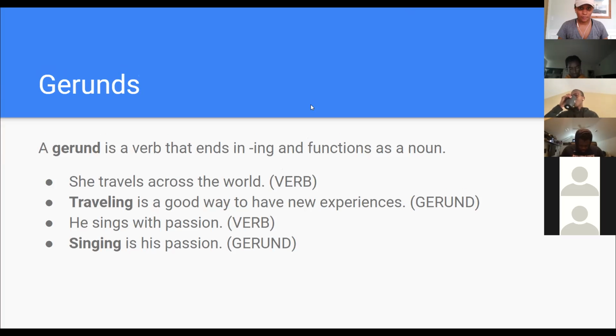And here, the first one is she travels across the world. Travels will be the verb. And the second one, traveling, becomes the noun. Traveling is a good way to have new experiences. So now, even though the root of it comes from a verb, it's actually the noun. It's the thing we're talking about, person, place, or thing. He sings with passion. Sings would be the verb. Singing is his passion. Now singing becomes a noun. Make sense?